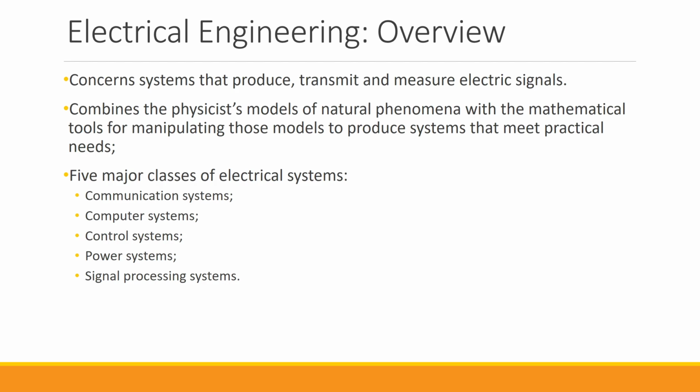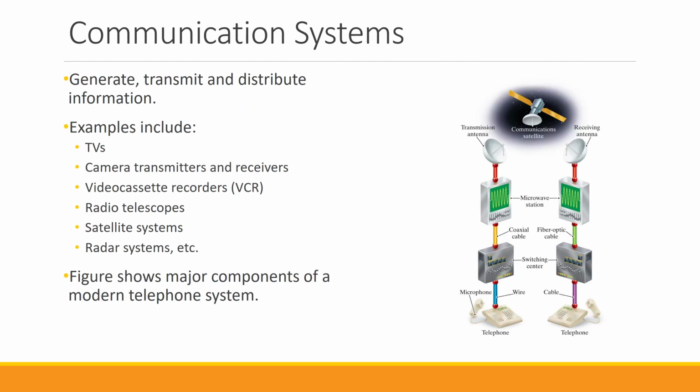So there are 5 major classes of electrical systems. We have communication systems, computer systems, control systems, power systems, and finally signal processing systems. Communication systems are used to generate, transmit, and distribute information. You can think of a lot of examples for this branch of electrical engineering. Examples include TVs, camera transmitters and receivers, VCRs, radio telescopes, satellite systems, radar systems, and so on and so forth.